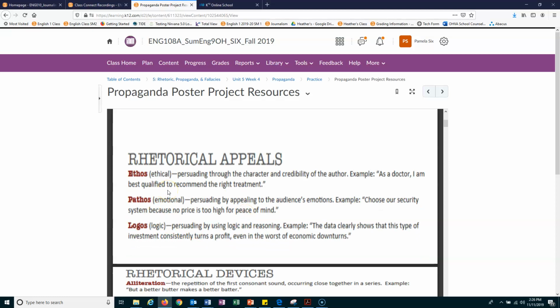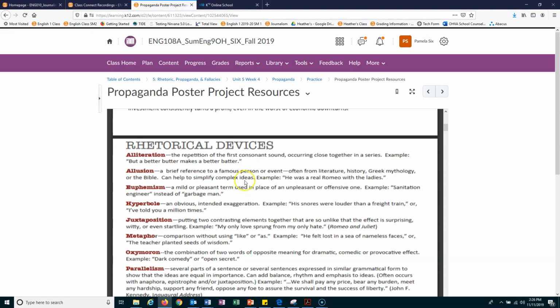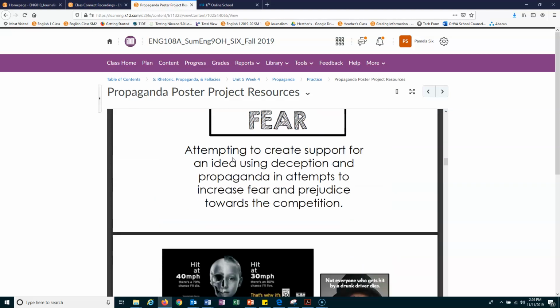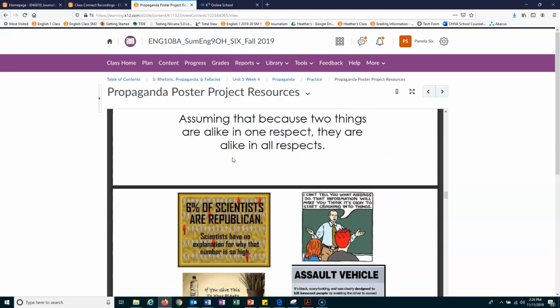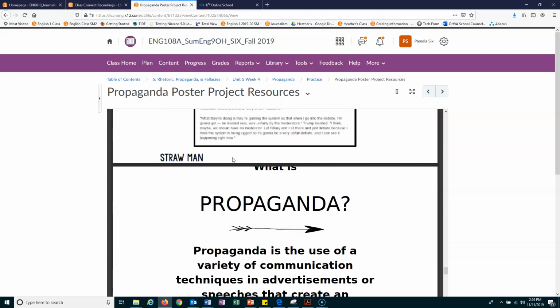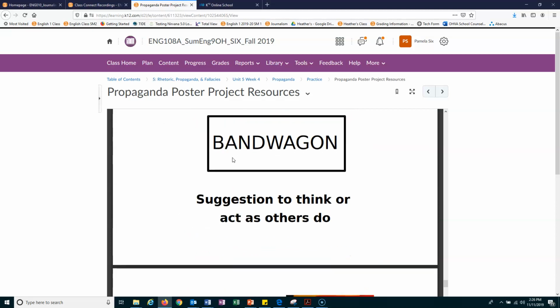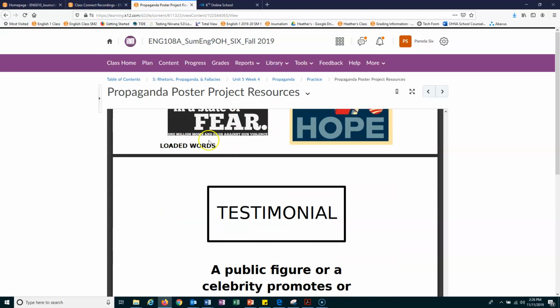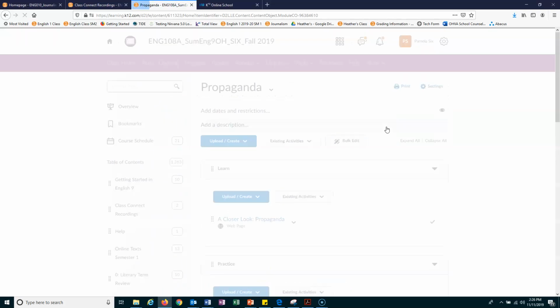So rhetorical appeals is the first thing that you need to make sure that you have. Rhetorical devices is the second thing. Logical fallacies is the third thing. And then the fourth thing we covered today in Class Connect, and that is propaganda techniques, which is way down here. So the propaganda techniques, right? So bandwagoning, loaded words, things like that. So this is the resource that you absolutely will want to make sure that you're using. If you have not opened that yet, I highly recommend opening it and being familiar with it. For some of you, hopefully it's just a quick review because we've been covering this for the past month almost.